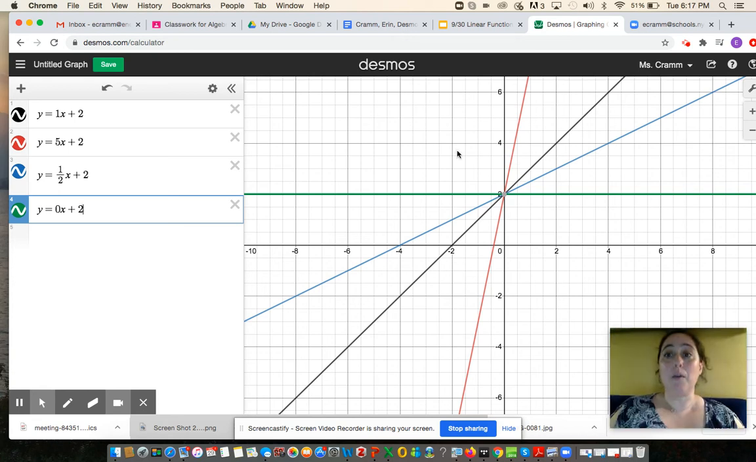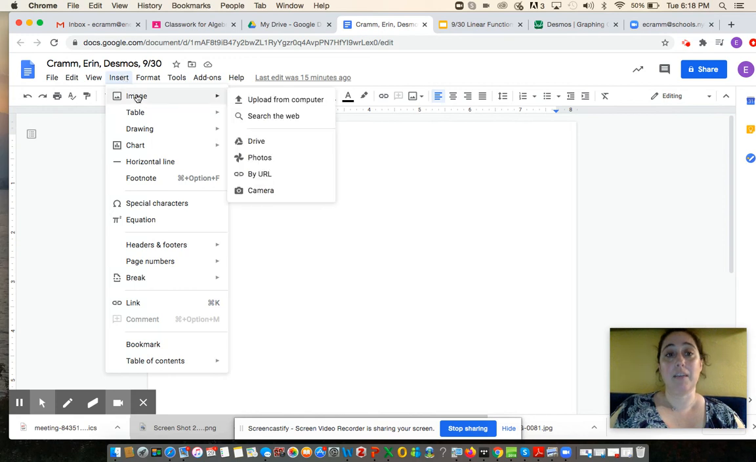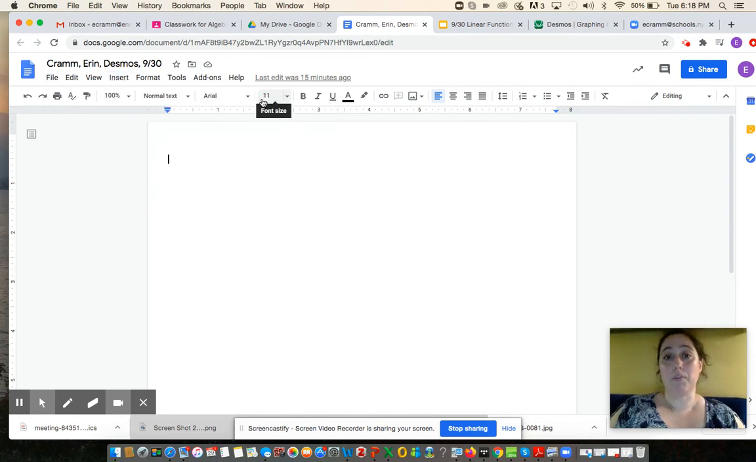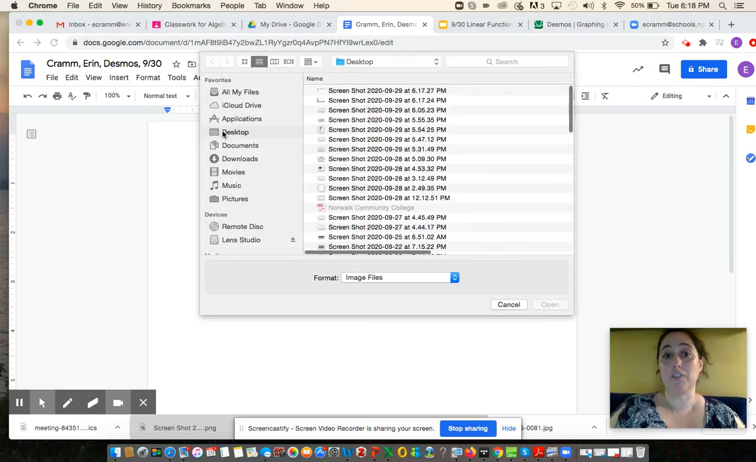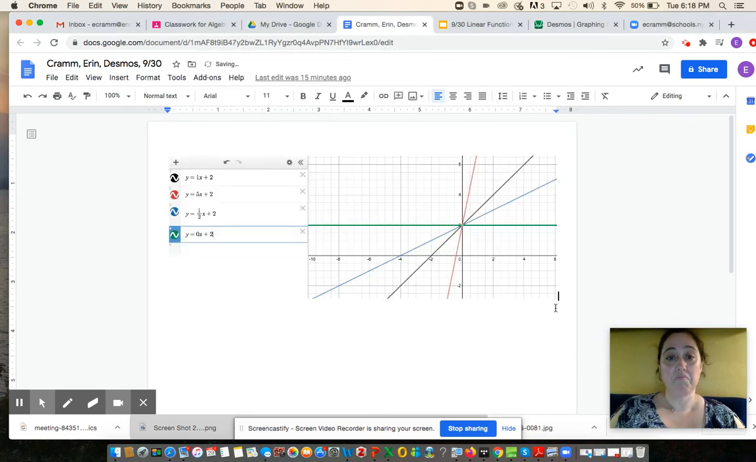And once I do that, once I take the screenshot, I can go into my Word document and go to Insert, Image, and I'm going to upload it from my computer. It usually goes into your desktop. All right, so it's this top one. I just took it right now, 617. And there is my Desmos work.